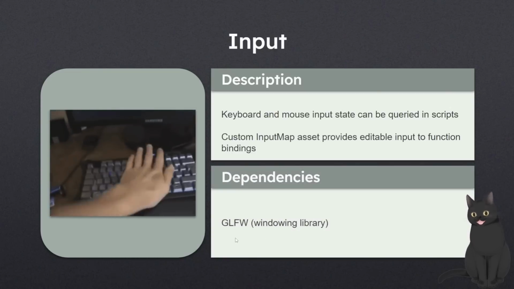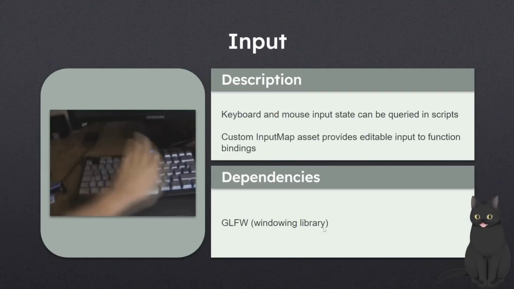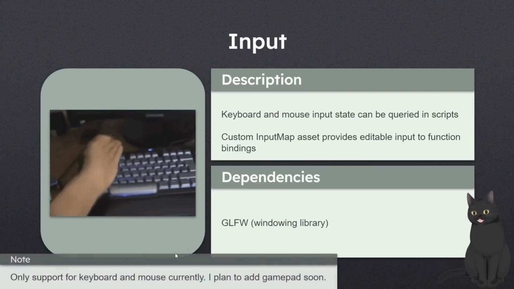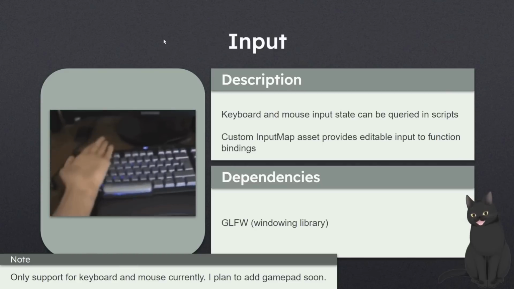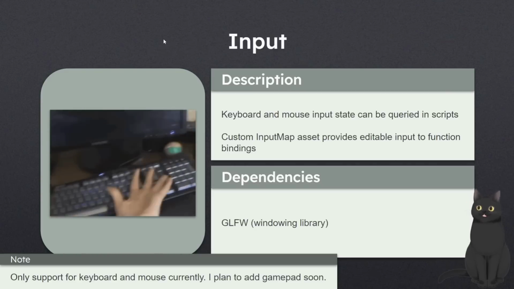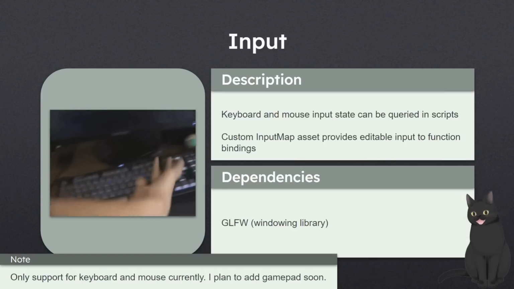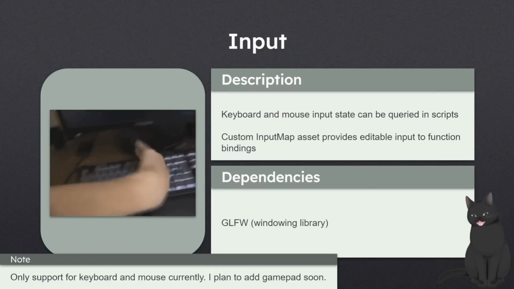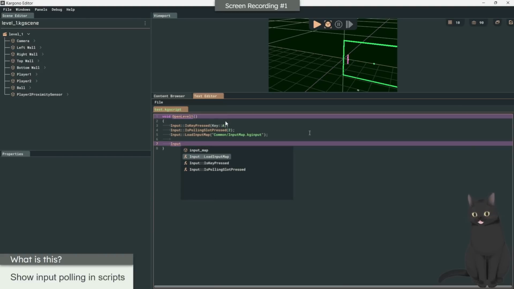And here we have GLFW as a dependency because we need to pull input from somewhere, and the windowing system provides the input. Again, I only support keyboard and mouse currently, but I do have plans for a gamepad at some point. In one of the previous games I worked on, I believe the Breakout game, I did have support for gamepad, but it was kind of messy. So when I want to add that again, I'm going to have to think about how that's going to be implemented. But here we're showing input polling in scripts.